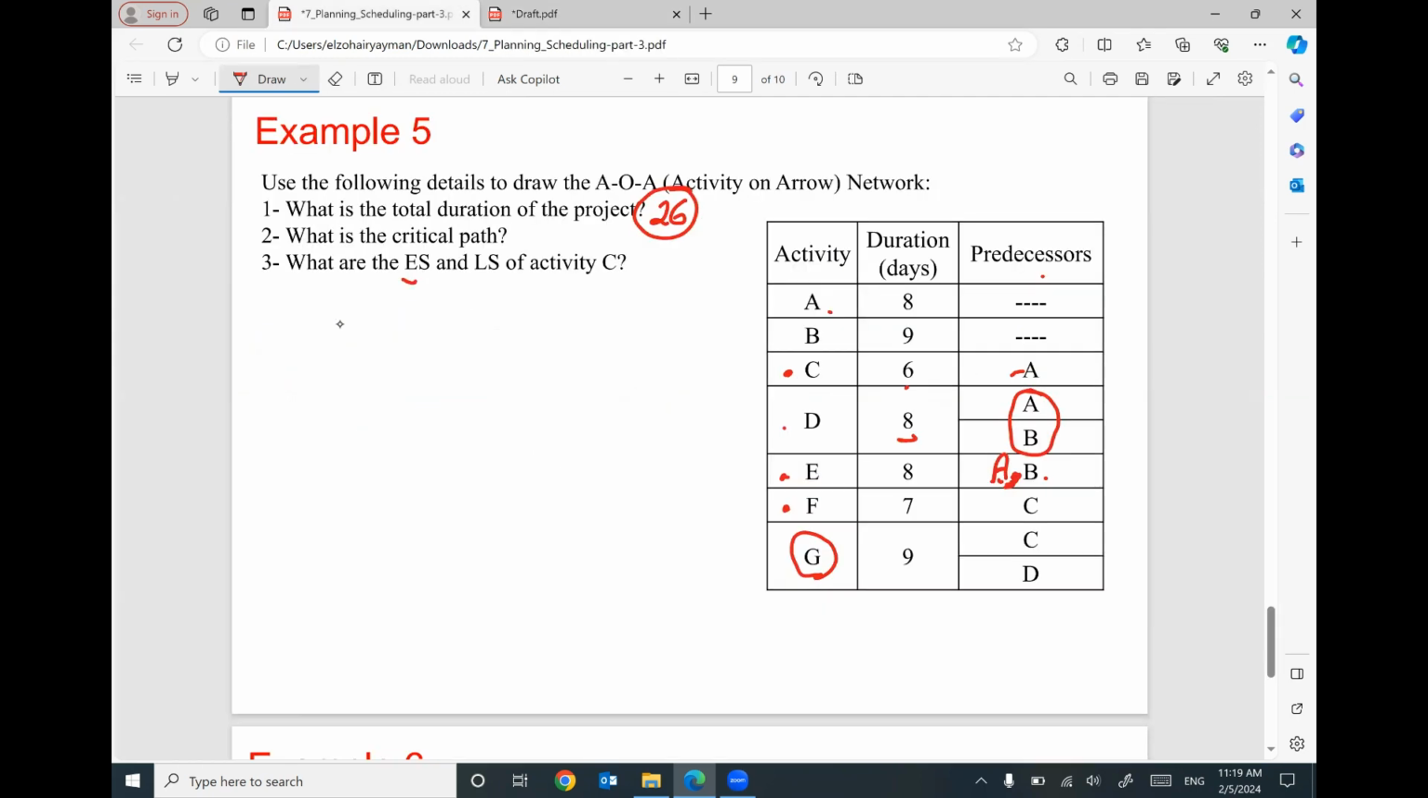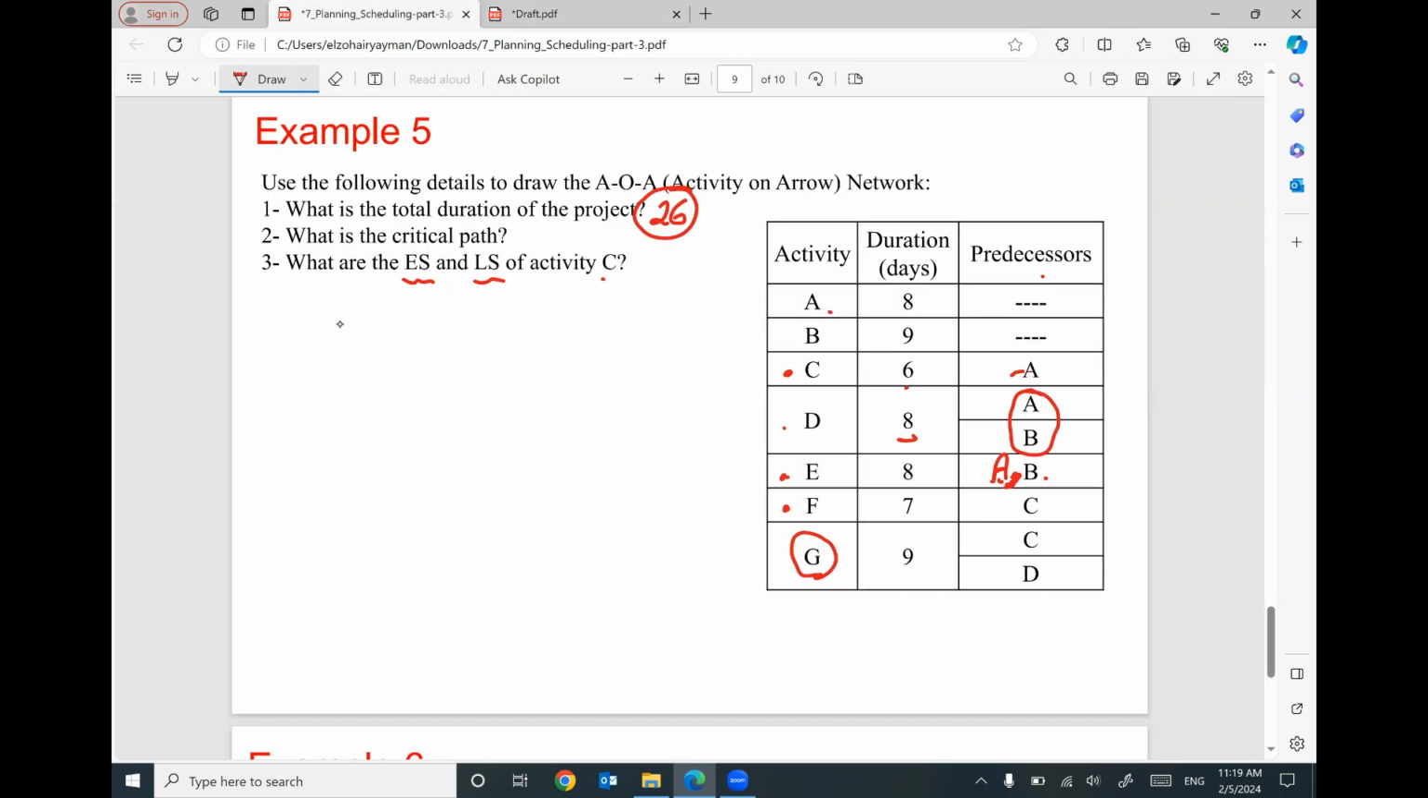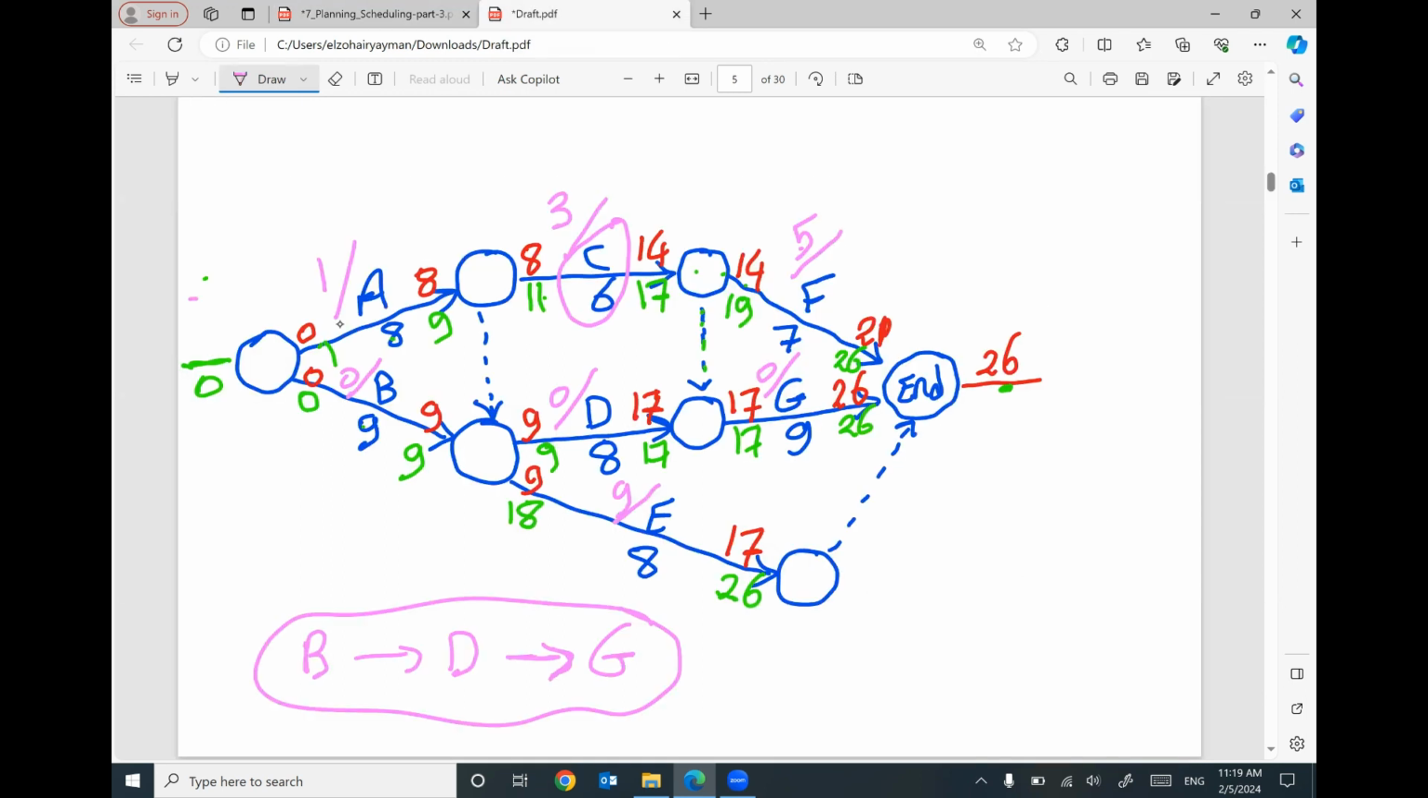What is the early start and late start for activity C? Here is activity C, this one. So the early start is 8, the late start is 11. 8 and 11.